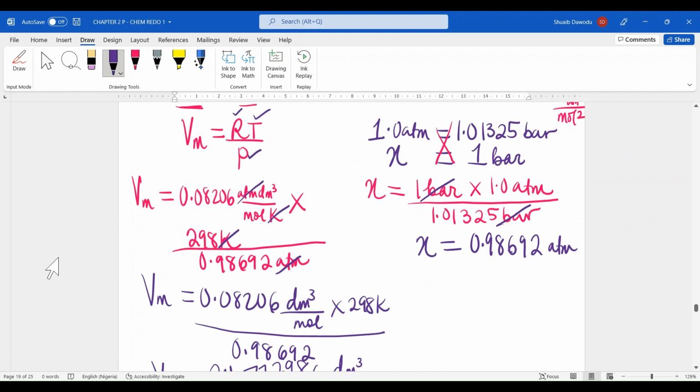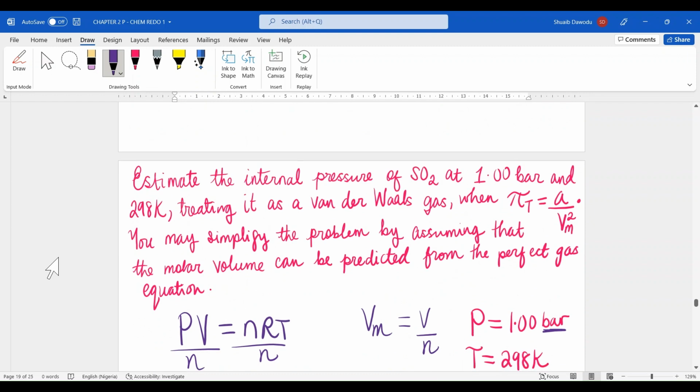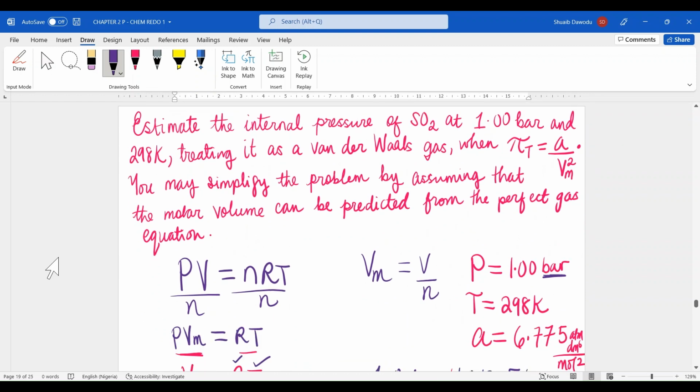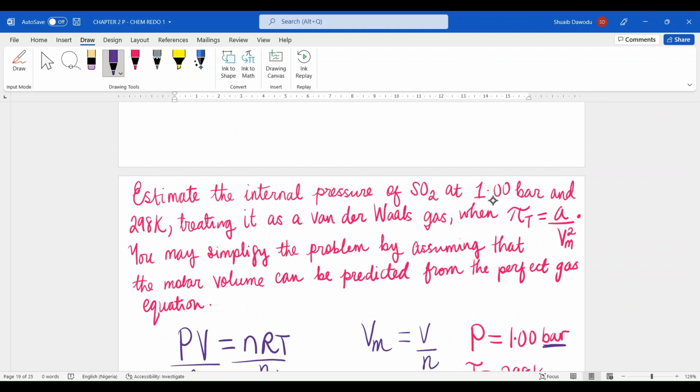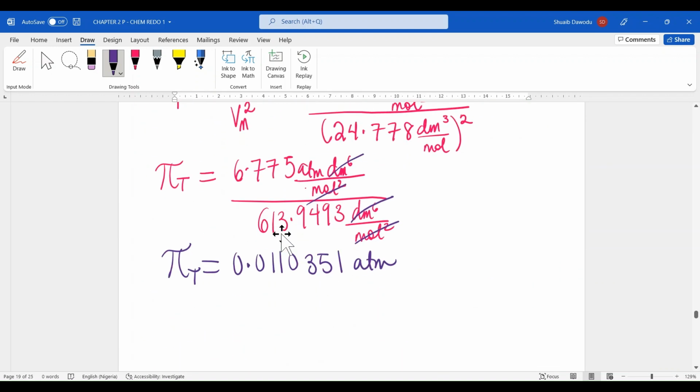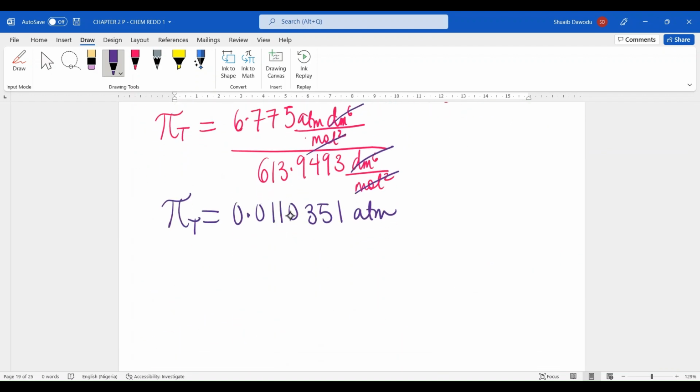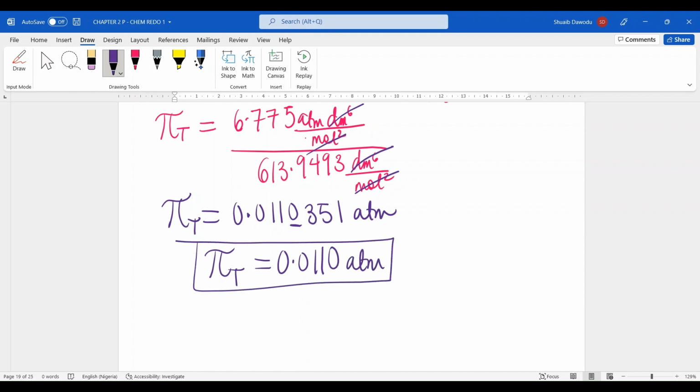And of course, because we're dealing with chemistry, we have to make sure we put in the lowest number of significant figures given to us in the question. We have 1.00 in 3 sig figs. We have 298 Kelvin in 3 sig figs. Those are the only values that we're using. So we have to put our final answer in 3 sig figs. So what you end up with is pi t is just simply going to be 0.0110 atmosphere. So this is the answer to this question.